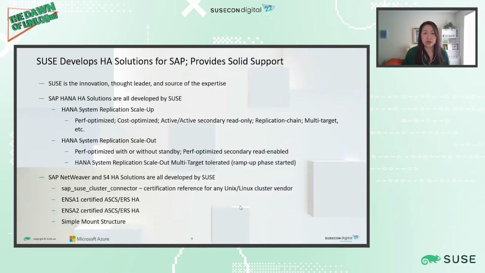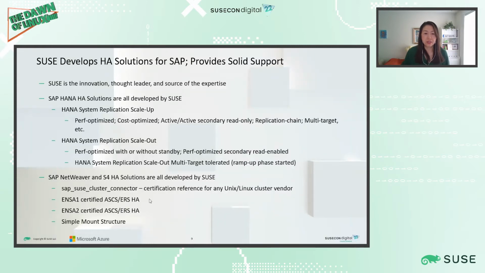For HANA system replication running in Pacemaker in the scale-out architecture, SUSE supports performance optimized with or without standby nodes, and also performance optimized with secondary read enabled. Right now we are also testing HANA system replication running in scale out with multi-target. So the ramp up phase has already started.